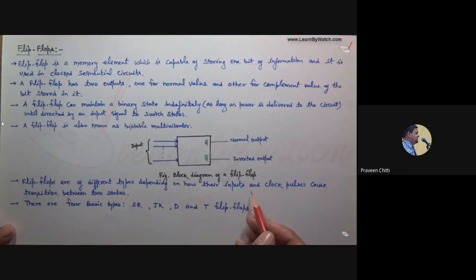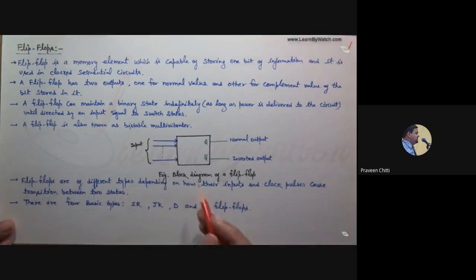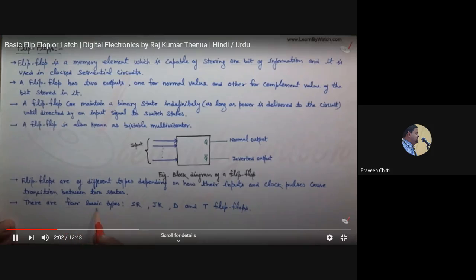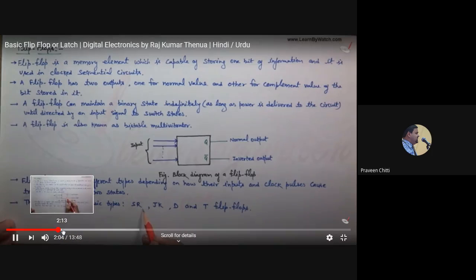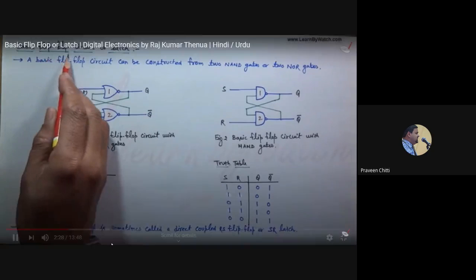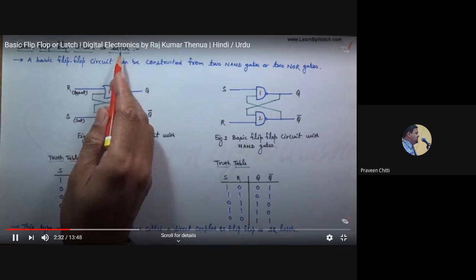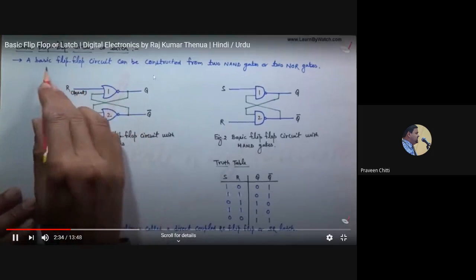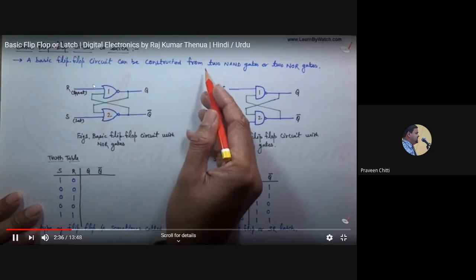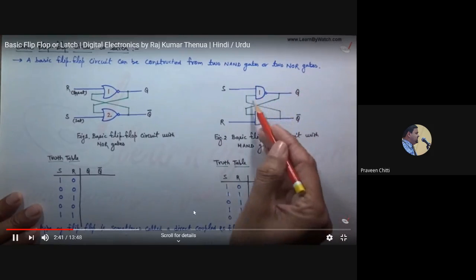Flip-flops are of different types depending on how their inputs and clock pulses cause transition between two states. तो बेसिकली 4 टाइप्स के फ्लिप फ्लॉप्स हैं, SR फ्लिप फ्लॉप, JK फ्लिप फ्लॉप, D फ्लिप फ्लॉप, T फ्लिप फ्लॉप। आज हम बात करेंगे बेसिक फ्लिप फ्लॉप सर्किट और लैच की। बेसिक फ्लिप फ्लॉप आप कैसे बना सकते हैं या फिर एक लैच कैसे। So you can concentrate only on this SR latch using NOR gate, and you people have to do it as a homework. How SR latch can be constructed using NAND gate.